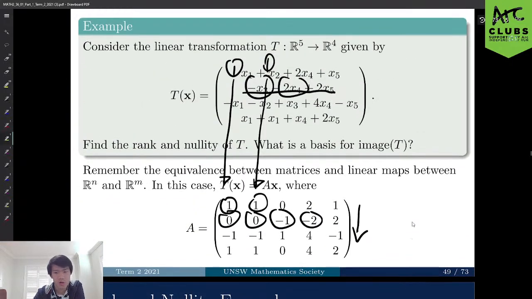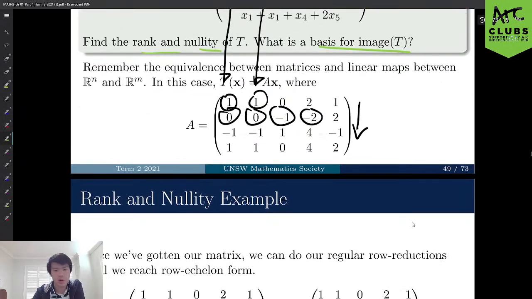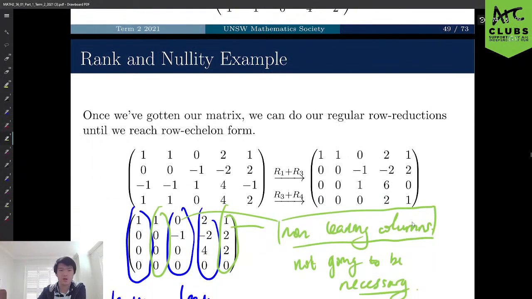And so what they want us to do over here is to find a basis for the image as well as the rank and nullity. So we know that over here, we'll take the leading columns, and they will correspond to the rank or the image. And these non-leading columns, they're not going to be necessary. They're just like our nullity. They just map to 0.